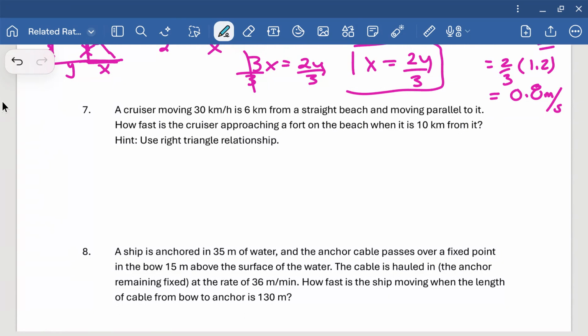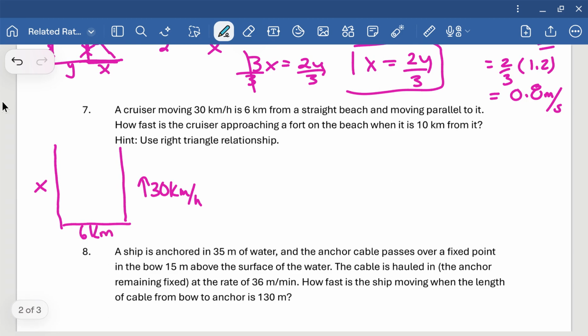Okay, now we have another one, and these ones are just getting a little bit harder just because, as it does. So in this one, it's giving information. A cruiser is going 30 kilometers per hour, and it's 6 kilometers from a straight beach and moving parallel to it. So if I started with that, if I had, say, a beach, and I'm just going to call this line X, that's going to be the beach shore, and the cruiser is moving at 30 kilometers per hour, and it's parallel to this, and the distance was 6 kilometers apart. So that's the first bit.